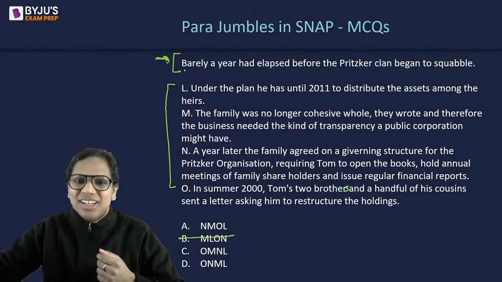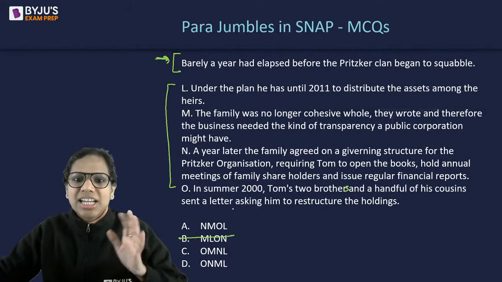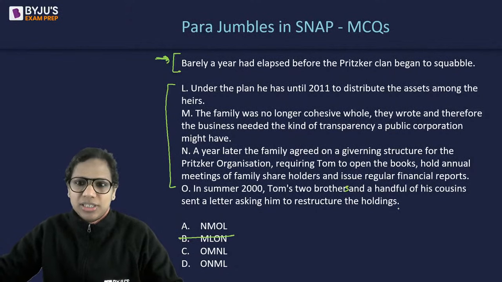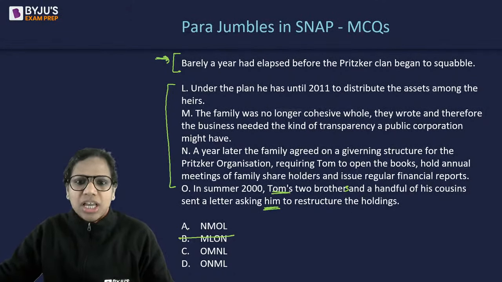It is O, right? In summer 2000, Tom's two brothers and a handful of his cousins sent a letter asking him to restructure the holdings, right? So they sent a letter asking Tom to restructure the holdings. So N does not look like it will come after this sentence. Rather, O gives me the context that, okay, in summer 2000, this happened.